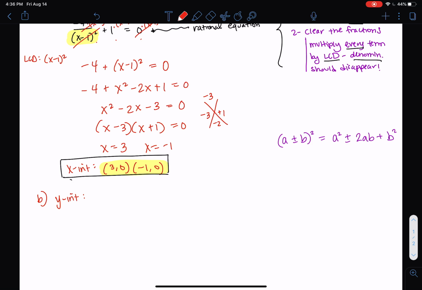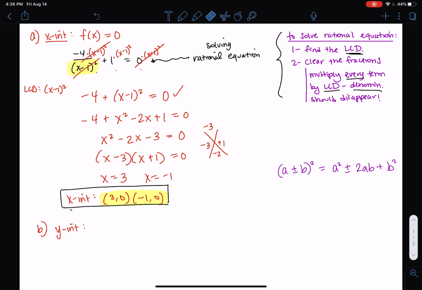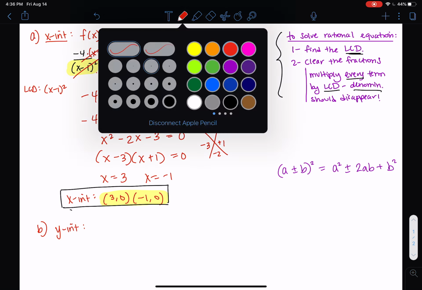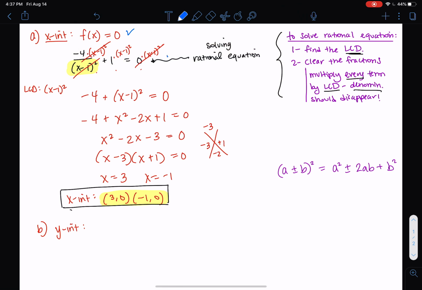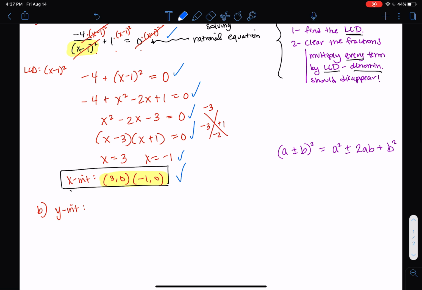This first problem, starting here, took 1, 2, 3, 4, 5, 6, 7, 8 steps. So I should see maybe 7 or 8 steps in your homework assignment. Okay, you shouldn't be skipping too many steps.